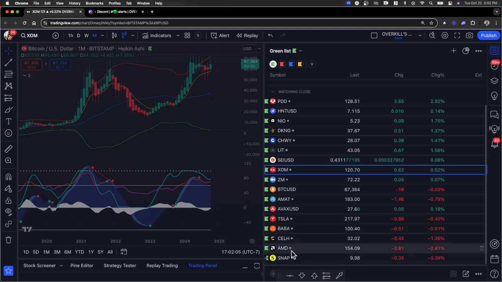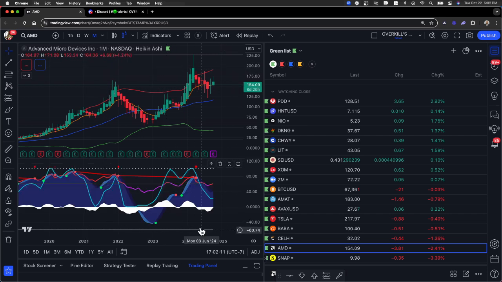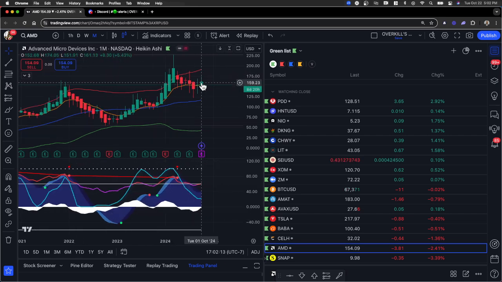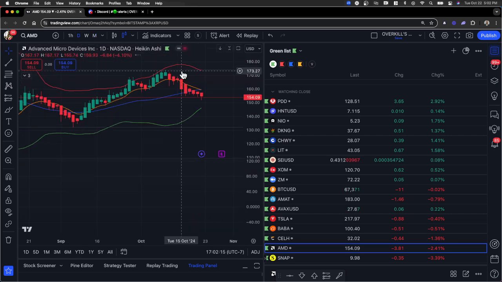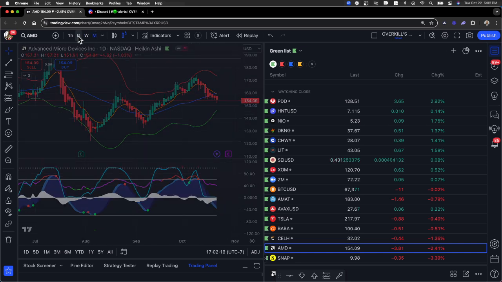Okay, you can see a lot of these are oversold. Like look at AMD, for example. Okay, AMD's monthly chart, it's green, right? The chart is green. So what am I doing? I'm on the daily, and look at that. The daily's pulling back now with a green candle on the monthly.